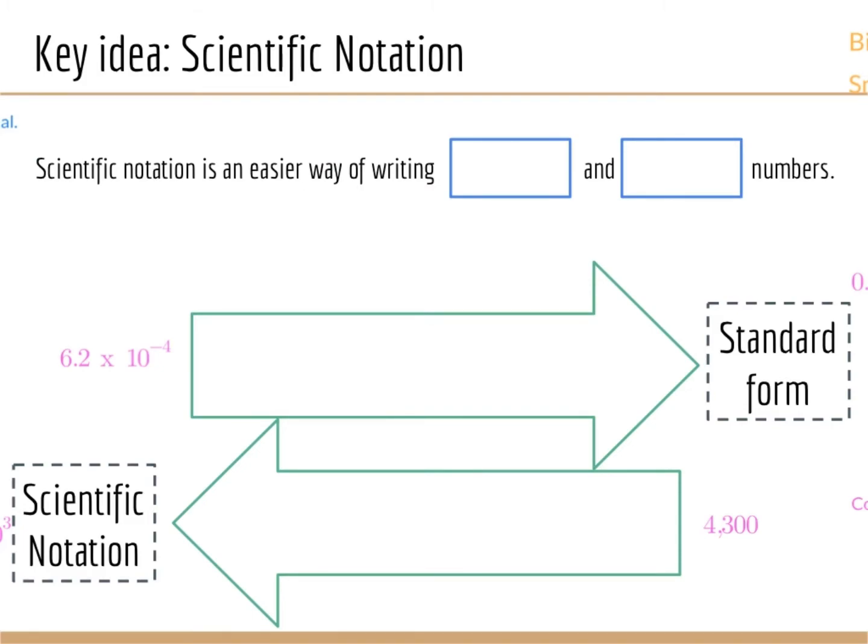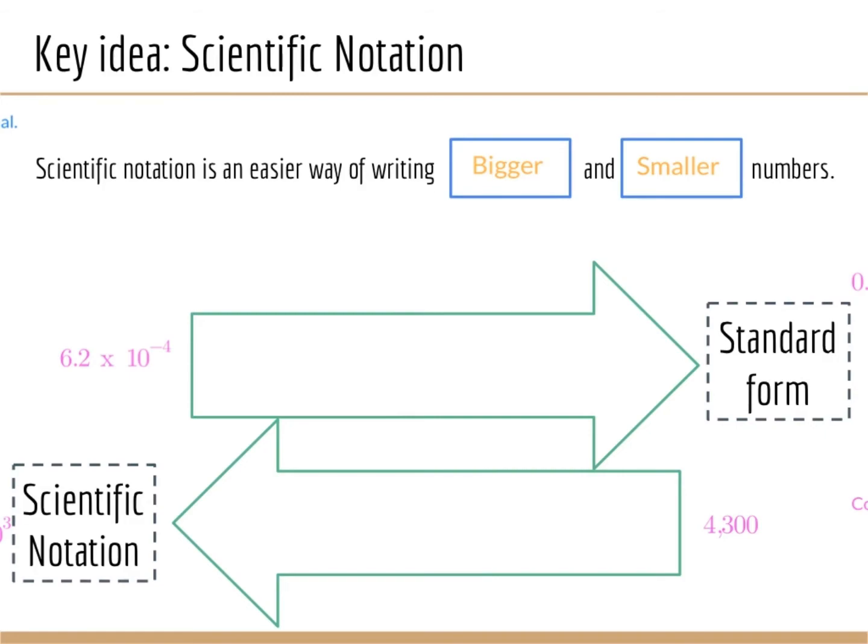Here we are at our second key idea. We're going to be talking about conversions with scientific notation. So the first thing to understand about scientific notation is that it's an easier way of writing bigger and smaller numbers. So now we're going to be talking about moving from standard form to scientific notation and back the other way. So again, we have a flow chart. It's a little bit simpler than our last flow chart.